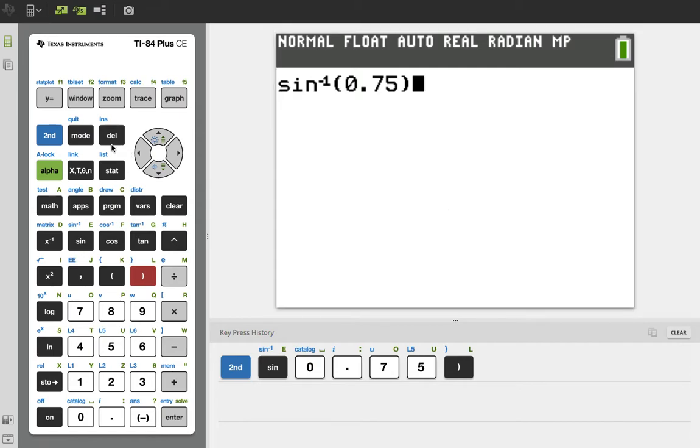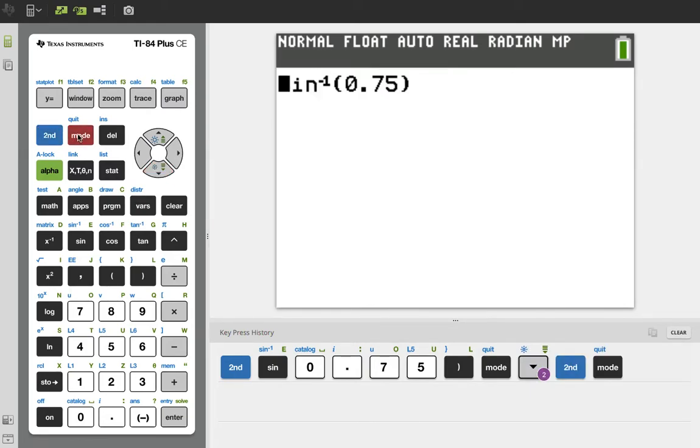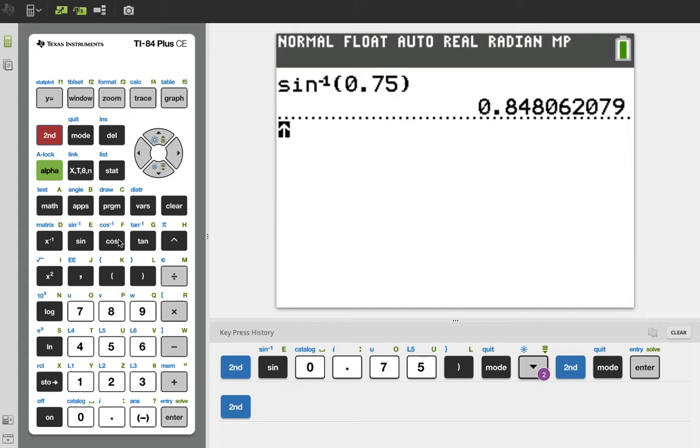I need to make sure that I am in radian mode, which I am. I'm in radian mode, so second quit. Now I'm ready to hit enter, and my calculator spits out 0.848, which is what I would write down as my answer. Okay. The next one is inverse cosine of 0.75.